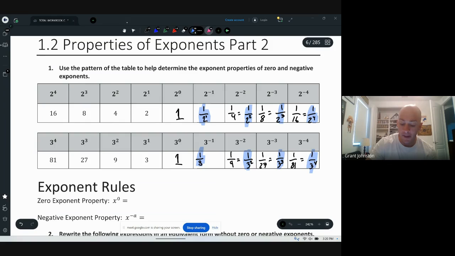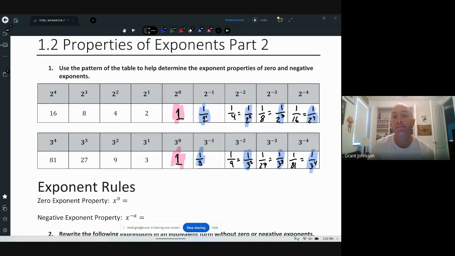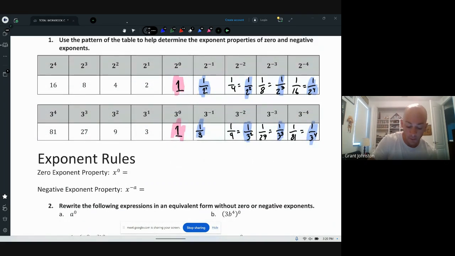So the one big thing you notice here is that when you have something to the 0th power, it equals 1. That's a pattern we see here. Anything to the 0th power is 1. And we could have done the same exercise with 5 or 6 or any other number. Anything to the 0th power is 1. So that's the 0 exponent property. So I'm going to write that there. Anything to the 0th power is 1.